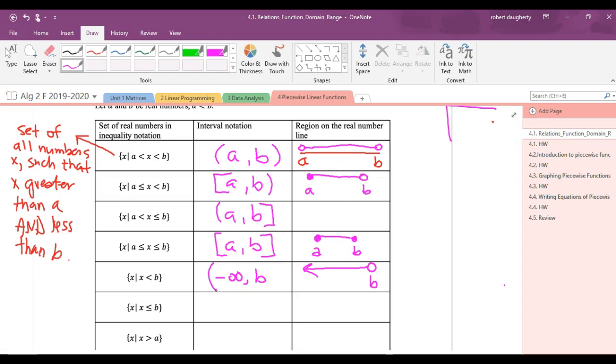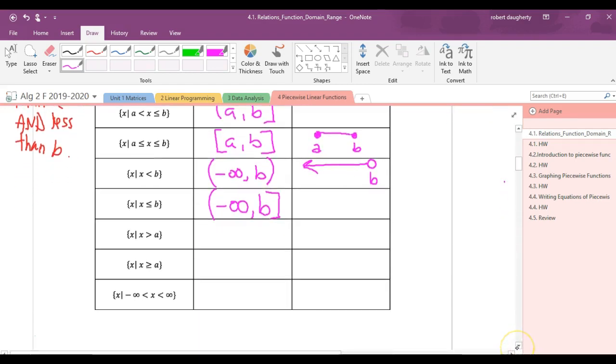And what goes around b in this case? Parentheses, okay? How does that differ from the next one? What is the next one? Yeah, negative infinity to b with what? A bracket around the b, okay? That's the interval from negative infinity up to b.